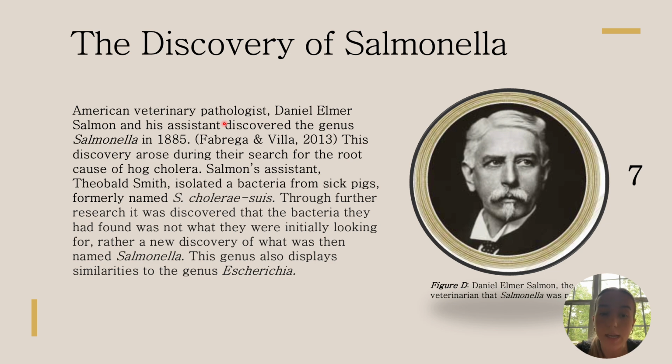The discovery happened in 1885 during their search for the root cause of hog cholera. His assistant, named Theobald Smith, was isolating a bacteria from sick pigs, formerly named S. cholerae suis. That's what the bacteria was that they were trying to isolate. And through further research, it was discovered that that was not the bacteria they were looking for. Rather, it was a new discovery of bacteria that was then named Salmonella. This genus, Salmonella, is actually related, because of the many similarities it shows, to the genus Escherichia. I hope I'm not butchering that.